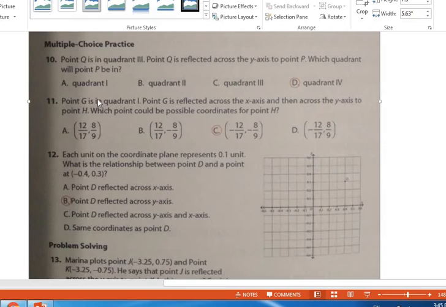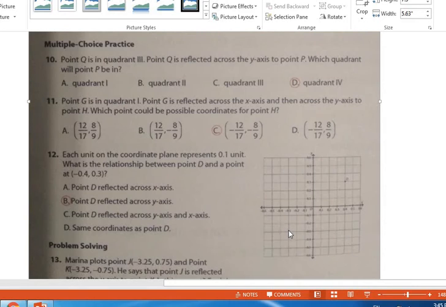Okay, look at this one, it's very interesting. Point G is in quadrant 1. This is quadrant 1 on the right. Point G is reflected across the x-axis, and then across the y-axis. So it was here, and then goes across the x-axis. It passes the x-axis and gets here, then across the y-axis. So it's here now.